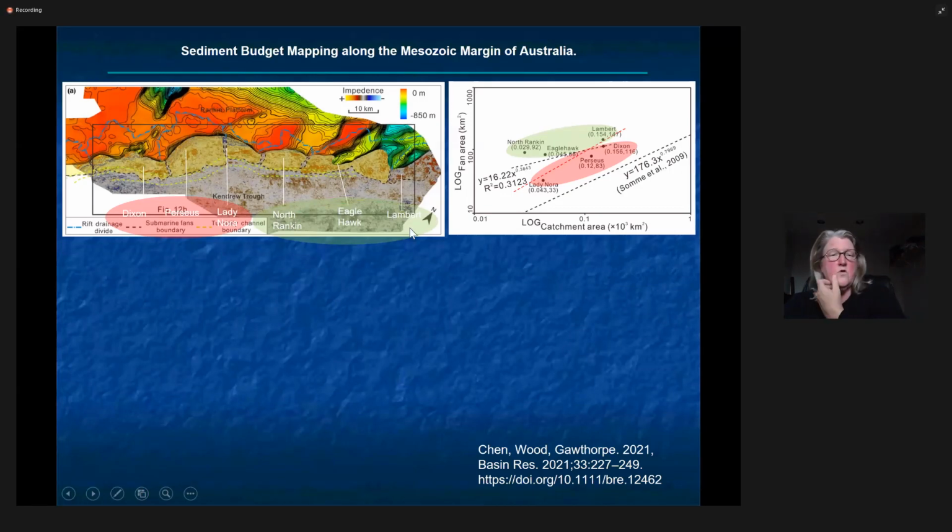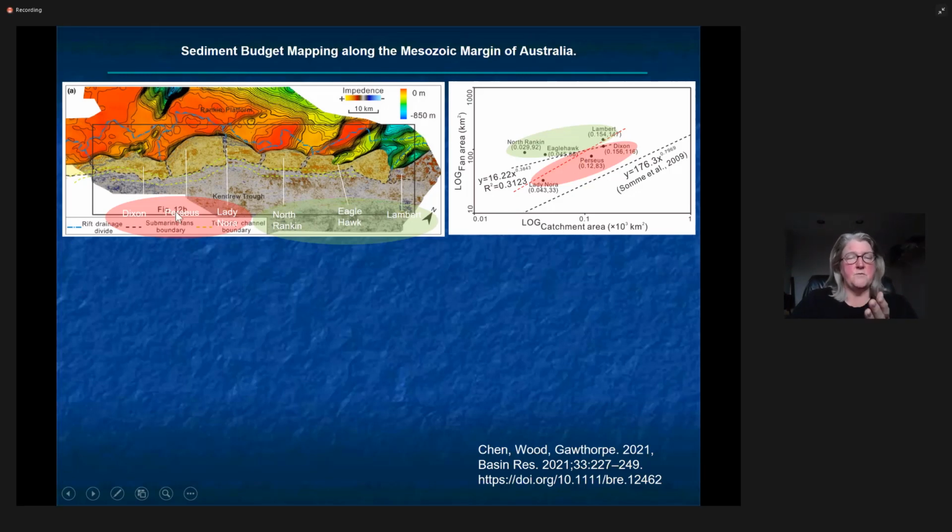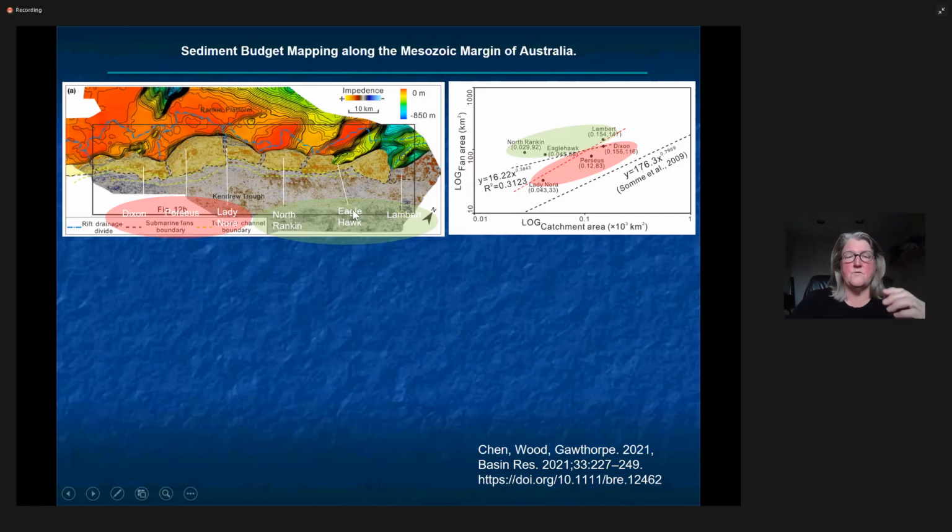And one of the things that we found in this variety of fan systems across here, from the Dixon to the Perseus to the Lady Nora, and then the North Rankin, the Eagle Hawk, and the Lambert, was that there were trends associated with the Lady Nora, the Perseus, and the Dixon, where the catchment area was not containing nearly as much sediment as the same catchments for the same area of the North Rankin, the Eagle Hawk, and the Lambert. And so we could see that's what these green pods versus these red pods are. This line down in here is from a paper by Sømme et al. in 2009.